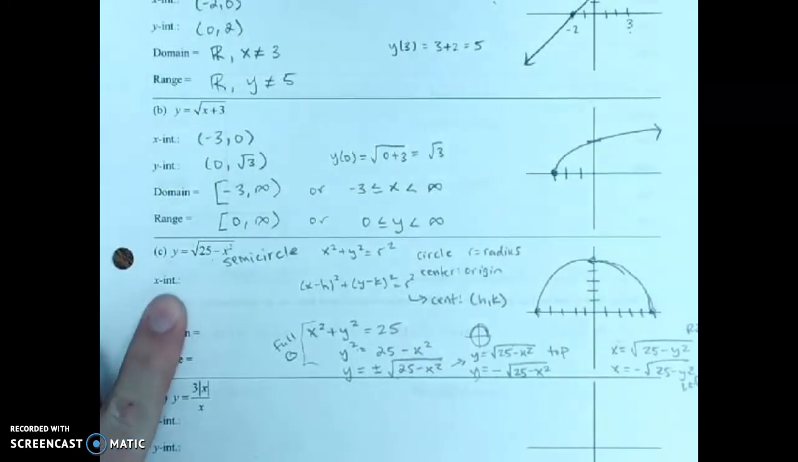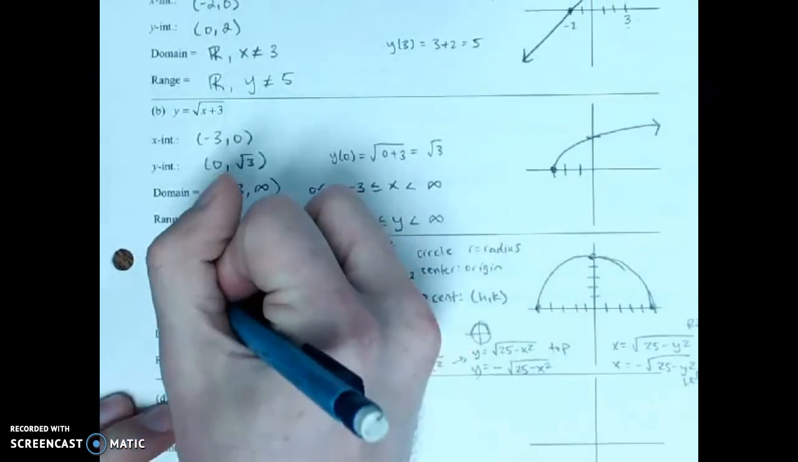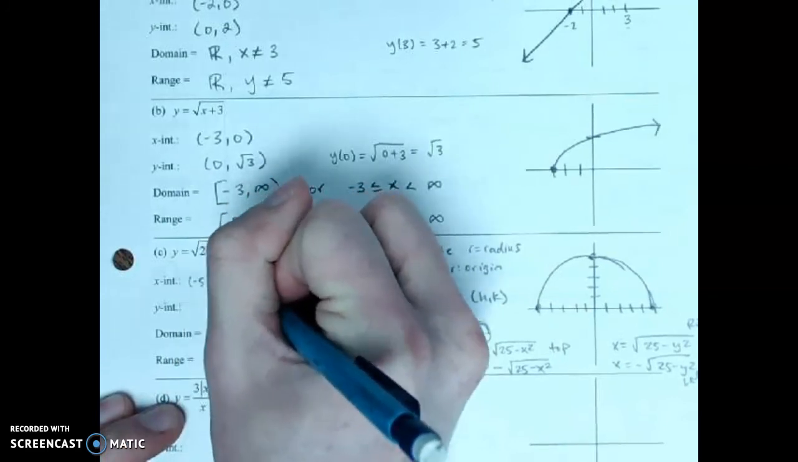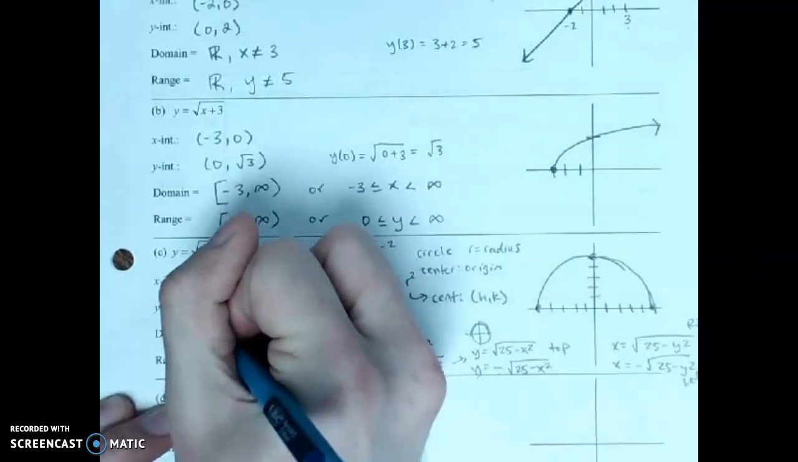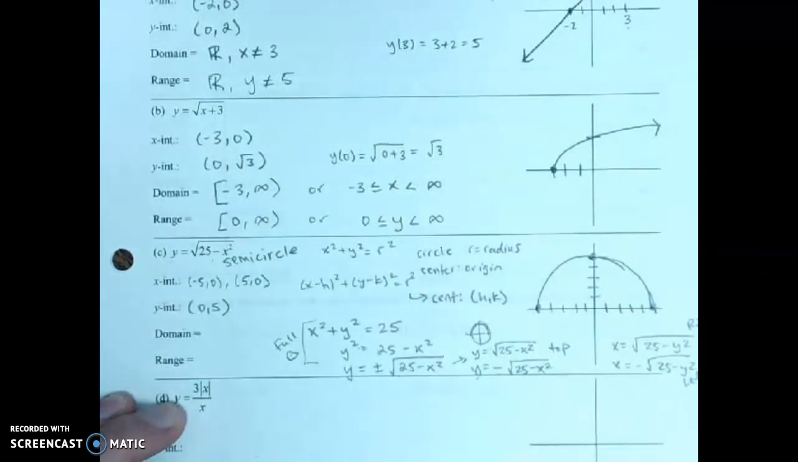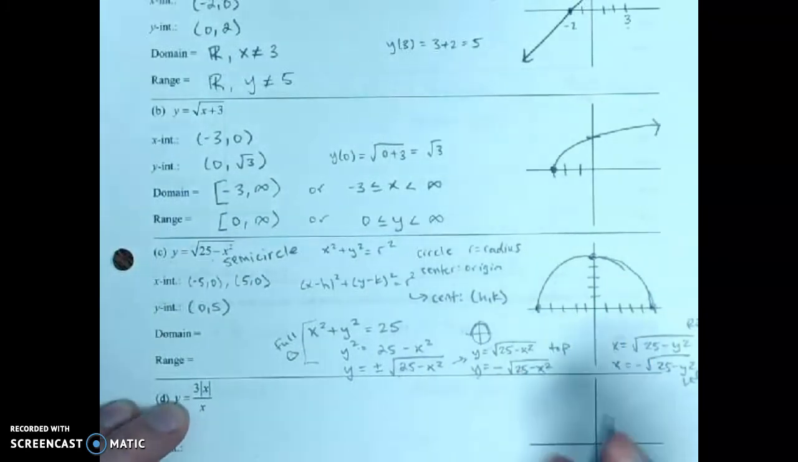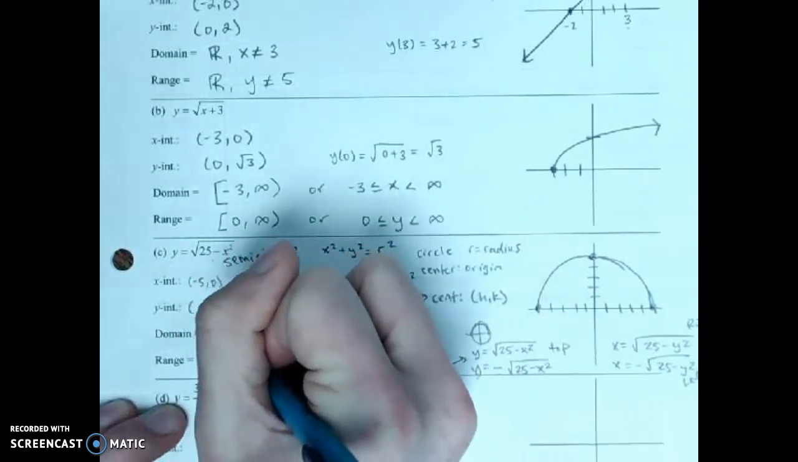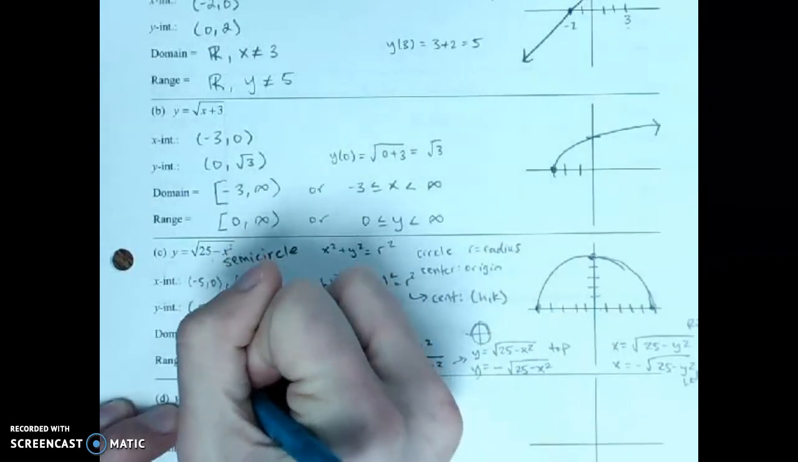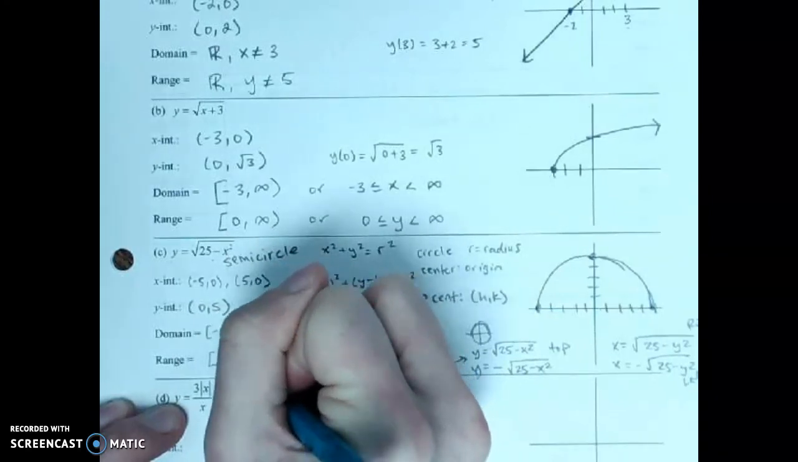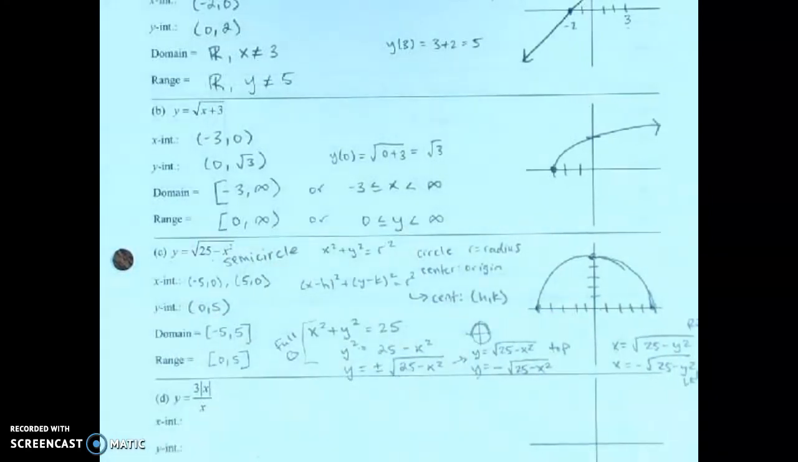The x-intercepts, there's two of them. You've got the negative 5, and you've got the positive 5. The y-intercept, there's only one of them up at the top. The domain is from negative 5 to 5, inclusive on both. The range is from 0 to 5, also inclusive on both. Okay, so semicircles, probably a little bit new. Going forward, though, you need to be able to recognize them.